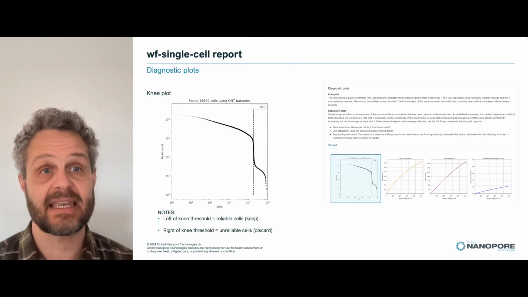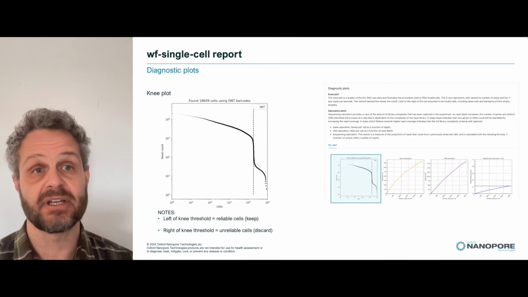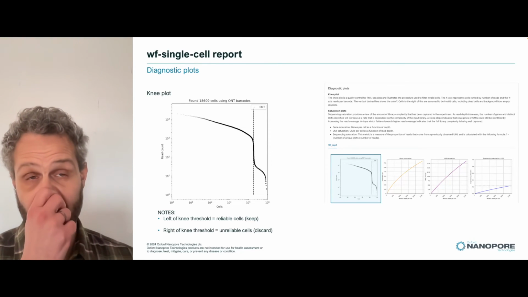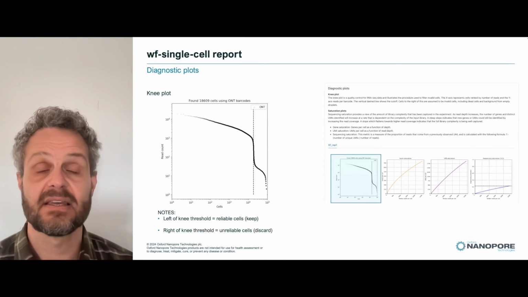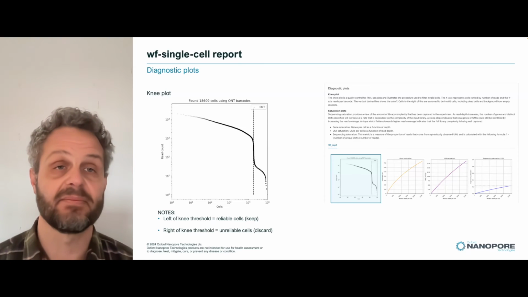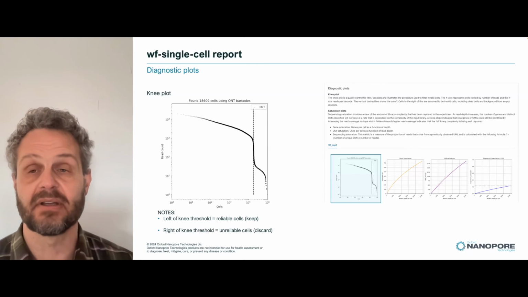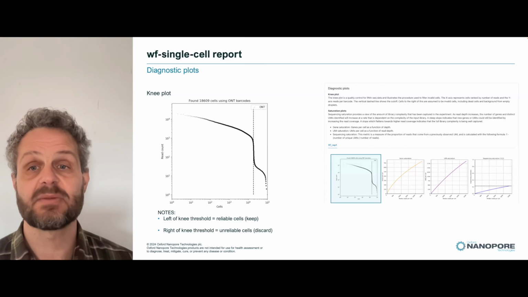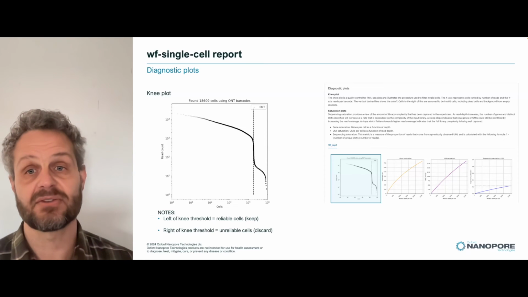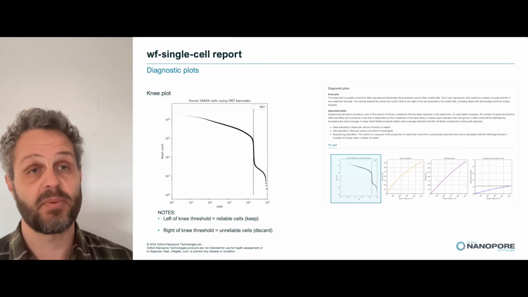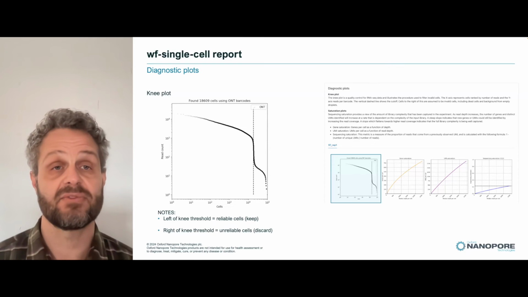In the plot, we can see the vertical line where the filtering occurs. So on the x-axis, the cells are ranked by the number of reads, and the y-axis is the read count per cell. So the workflow tries to find the inflection point of the knee. This is the point where read counts suddenly drop off, and it's usual to find low quality cells to the right of this point. And at the top of the plot, we can see how many cells have been identified with this threshold.